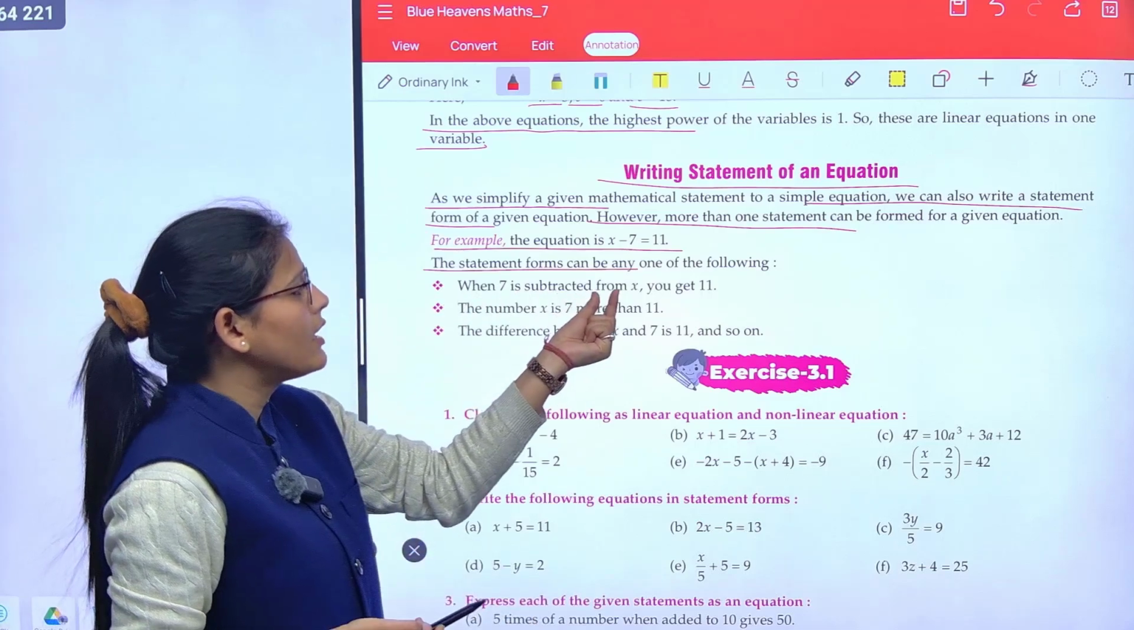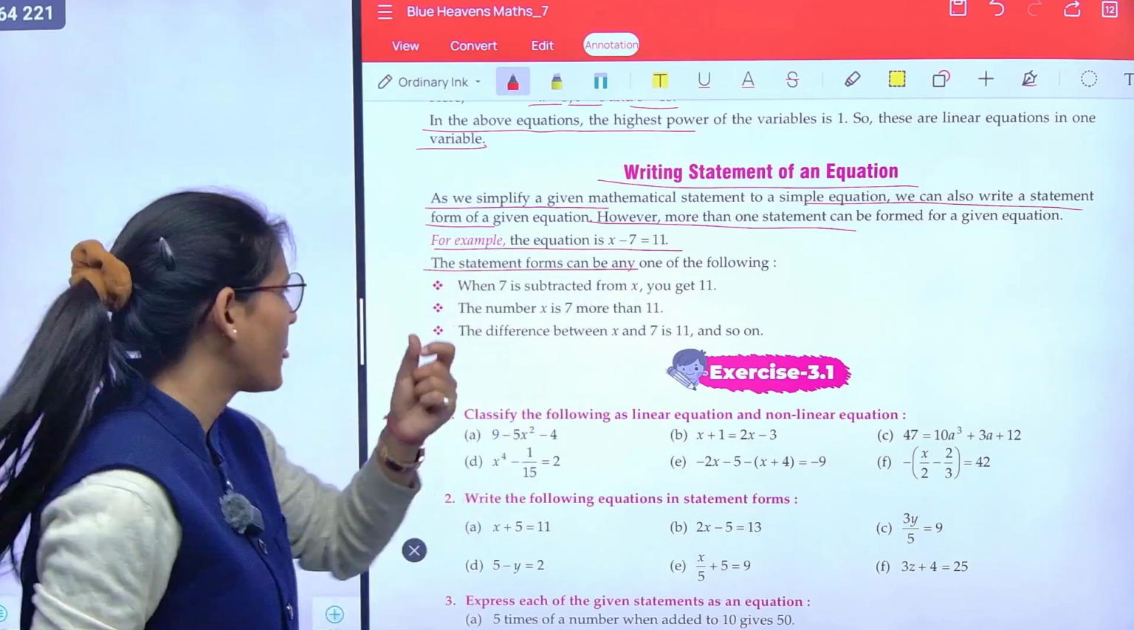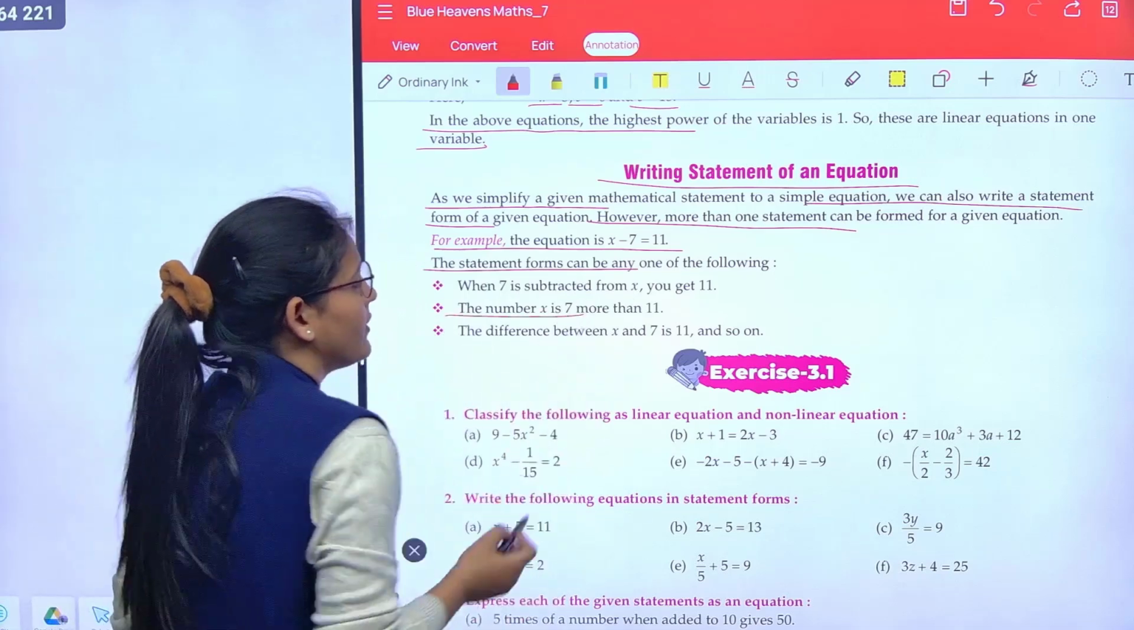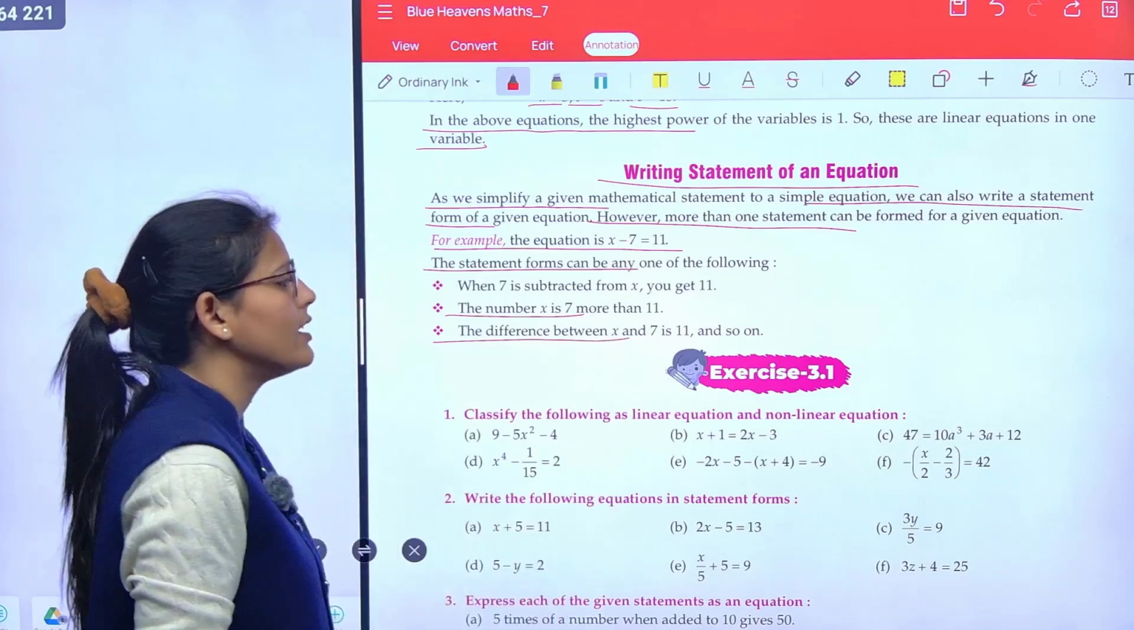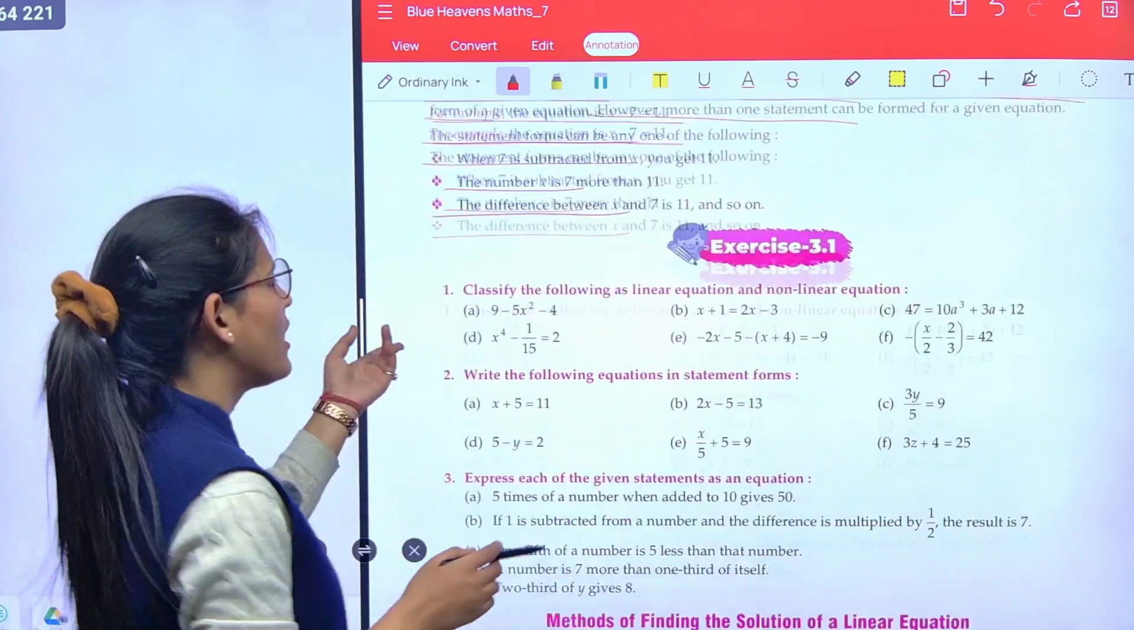When 7 is subtracted from x, you get 11. The number x is 7 more than 11. The difference between x and 7 is 11, and so on. Come on.